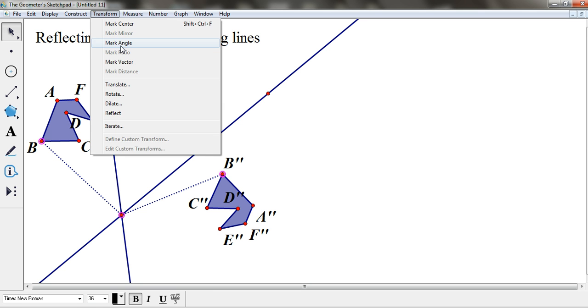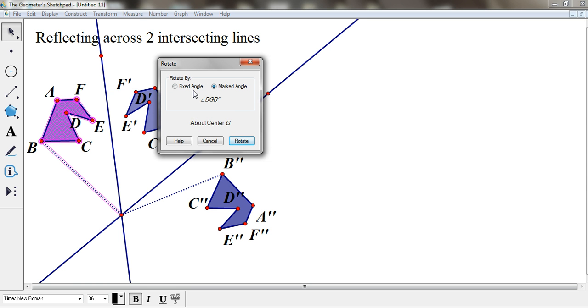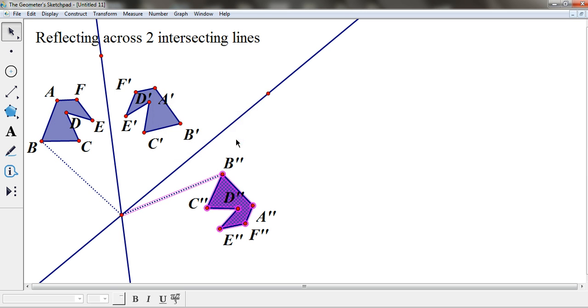I'm going to mark my angle, and then I'm going to take my original figure and rotate it according to that angle. I marked the angle, rotate, and notice here's where it lands. So yes, rotating my original figure, my pre-image, gets me there.